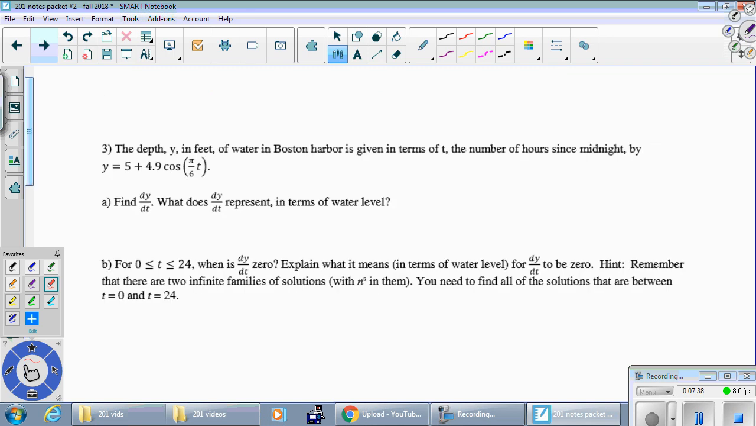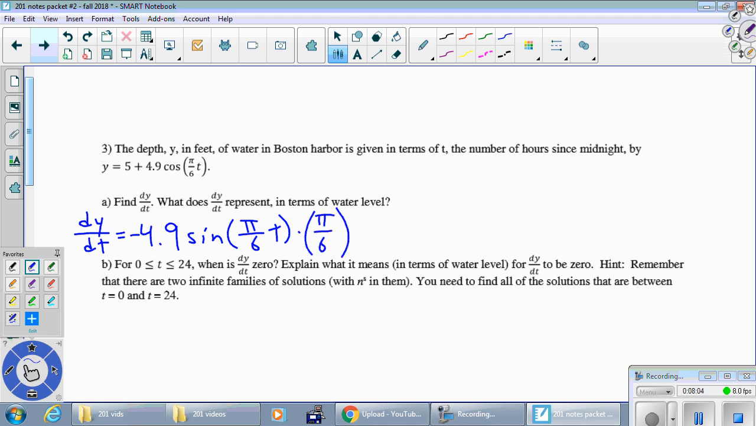Okay, number 3. So we're given this formula for the depth of water, and we're going to find dy dt. So that's the derivative of this equation. The 5 plus disappears. 4.9 is a constant multiple which stays. Cosine becomes negative sine. Copy the stuff. And then times the derivative of the stuff in the parentheses, which is pi over 6.